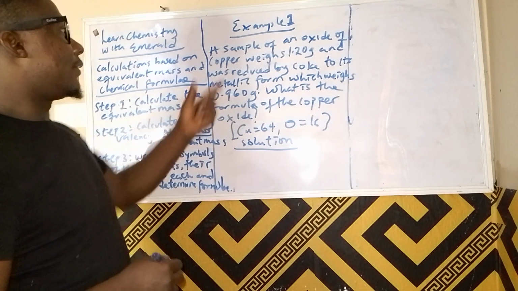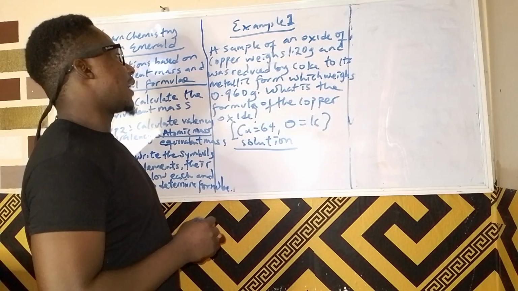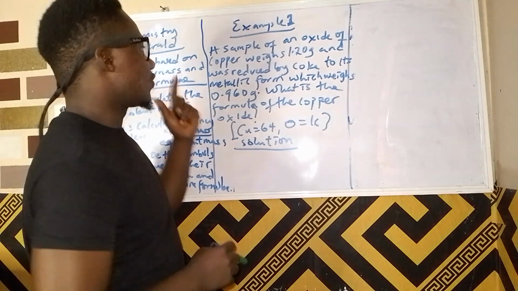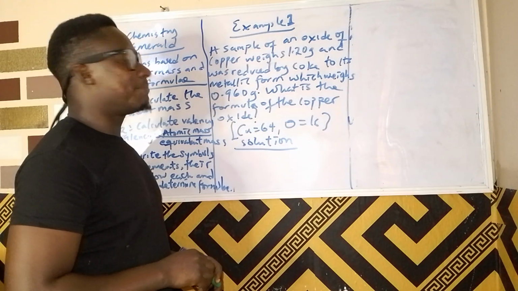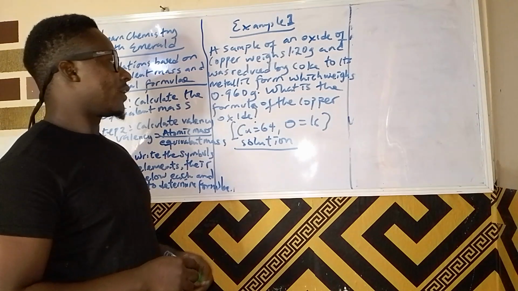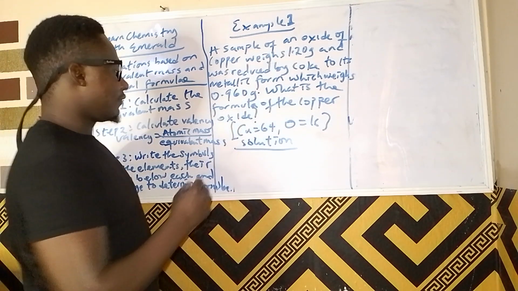Now, an example: a sample of an oxide of copper weighs 1.20 gram and was reduced by coke to its metallic form, which weighs 0.960 gram. What is the formula of the compound? Now, this is how you solve questions like this.